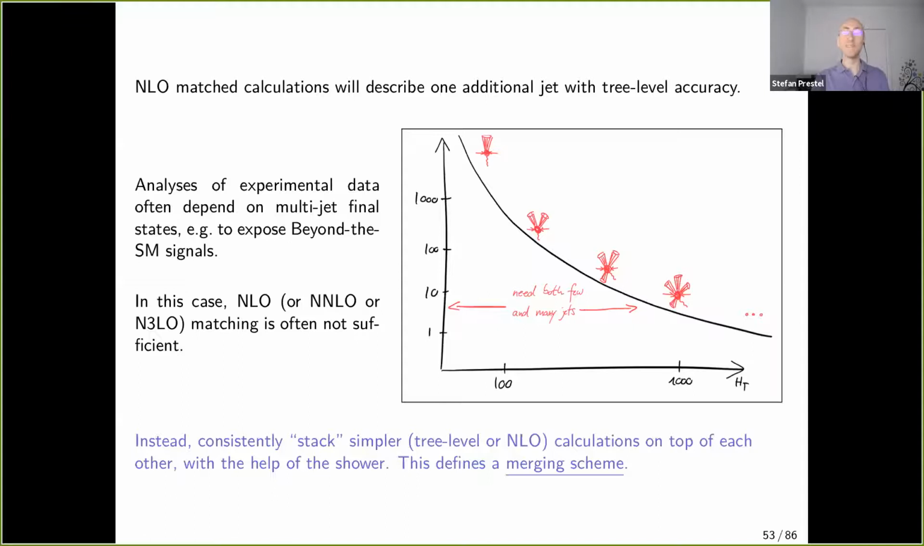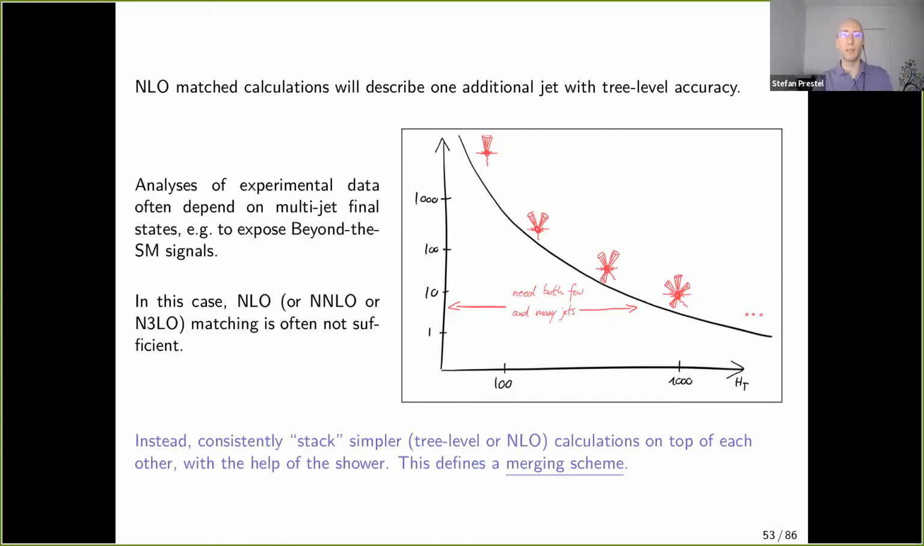However, next-to-leading order calculations are still not there in order to describe data at the LHC at a sufficient level, typically. That is because next-to-leading order matched calculations describe virtual corrections and the additional corrections with one final state particle extra at tree-level accuracy.